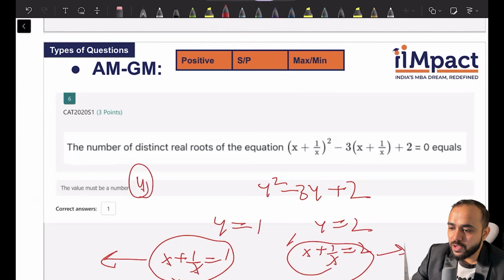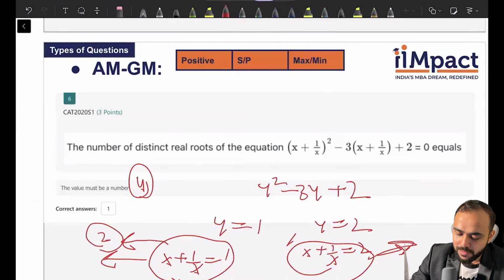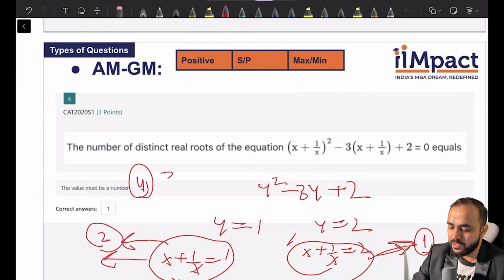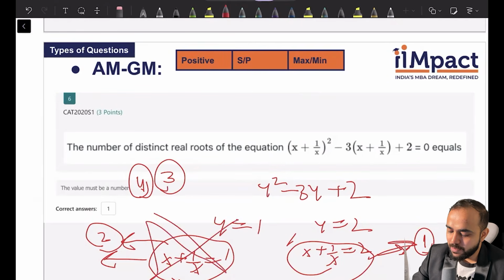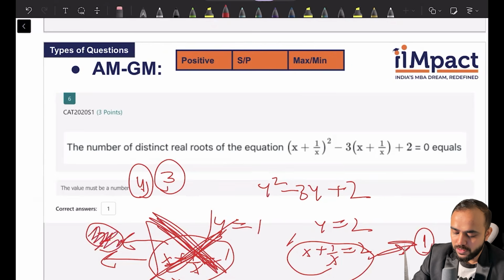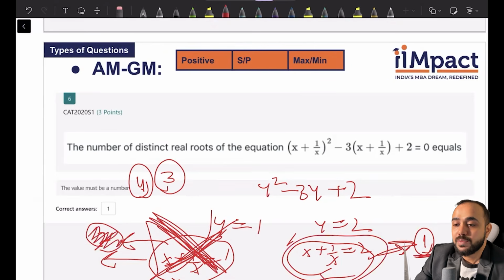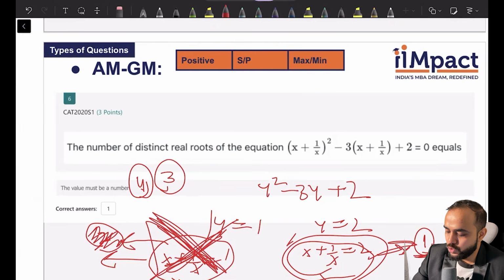Some smart people would have thought that I will get two values from here, but I will get only one value from here because this is a perfect square. They would have marked 3 here. The actual answer is x plus 1 by x can never be equal to 1, right? So these two are non-existent. The only solution is this: x plus 1 by x is equal to 2, which happens when this is the lowest value. So you should actually mark 1.